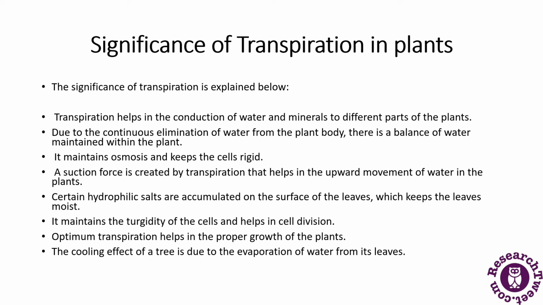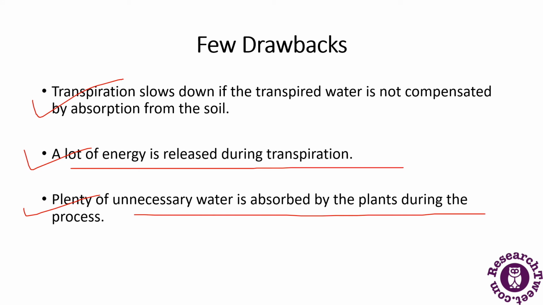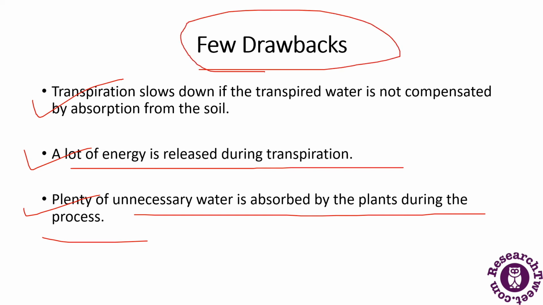In addition to the significance, transpiration has a few drawbacks also. So what are the drawbacks? Transpiration slows down if the transpired water is not compensated by the absorption from the soil. That is the first drawback. Then a lot of energy is released during the process of transpiration. Then plenty of unnecessary water is absorbed by the plants during the process. So these are a few drawbacks depicted here.